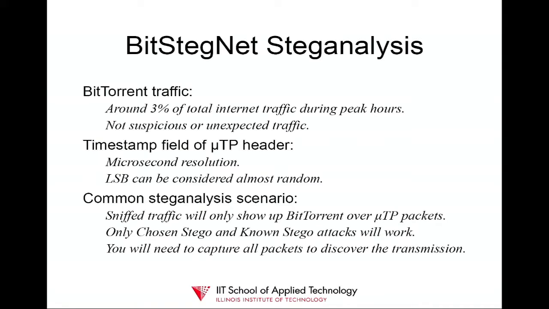Additionally, if you really wanted to approach it through a Steg analysis approach, only chosen Stego and known Stego attacks will work. Otherwise, it's just going to look like regular BitTorrent zeros and ones, and it shouldn't look suspicious at all. In order to see the transmission, you would need to know where it started and where it ended. You would need to find all of those packets, so you can't just focus on one or a few packets at a time. You would need that whole portion.